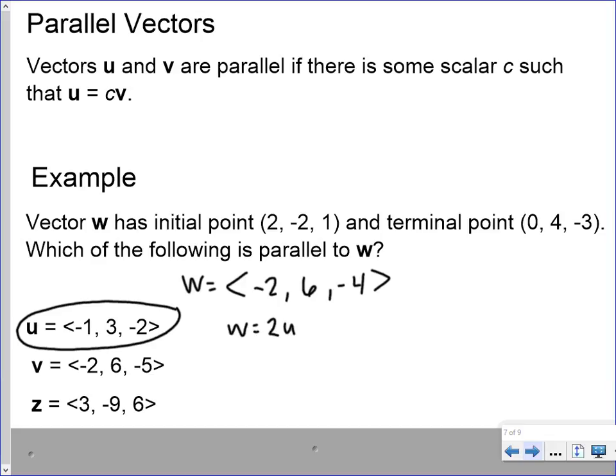We could do the same check for V. Negative 2 divided by negative 2 is 1. 6 divided by 6 is 1. Negative 4 divided by negative 5, 0.8. Not parallel.